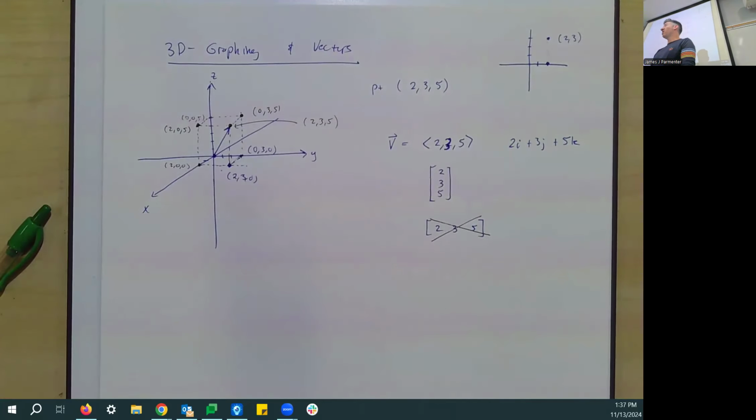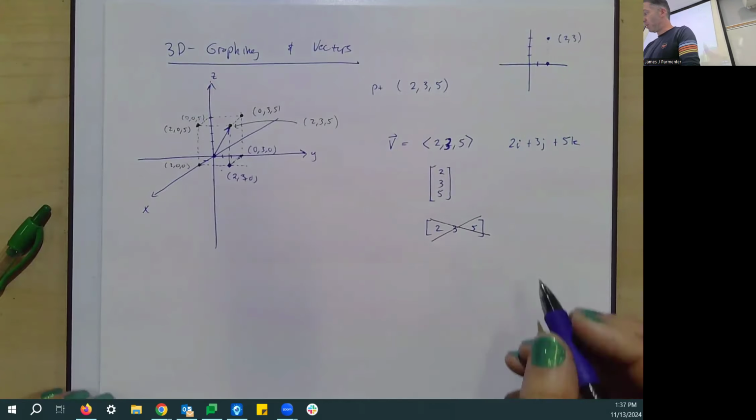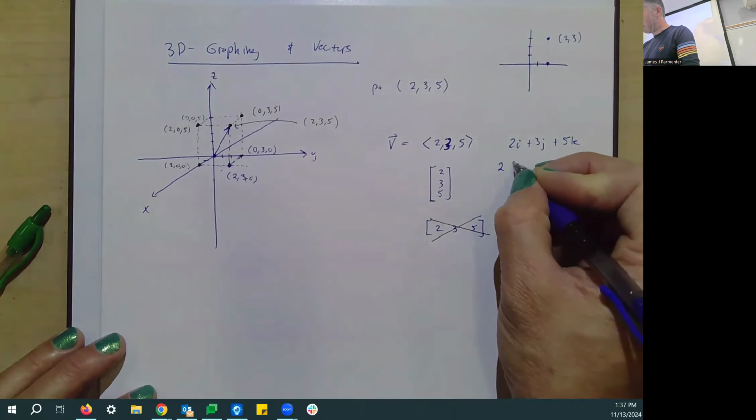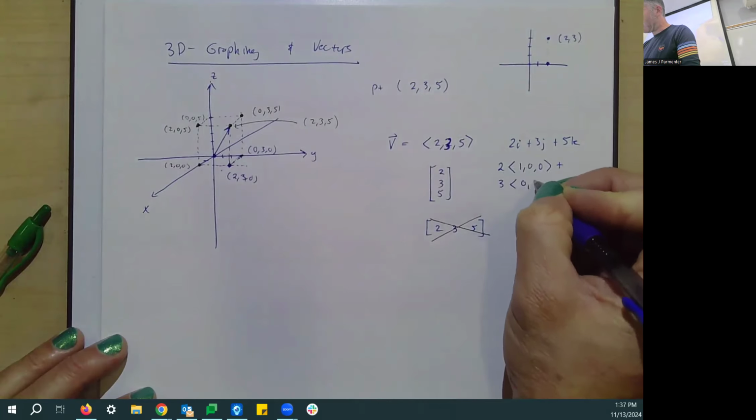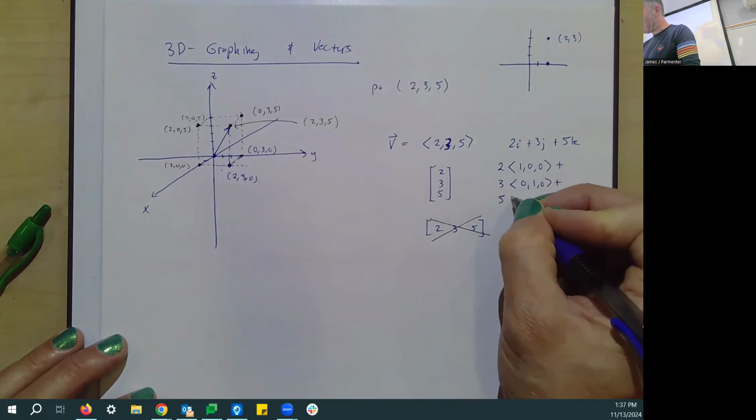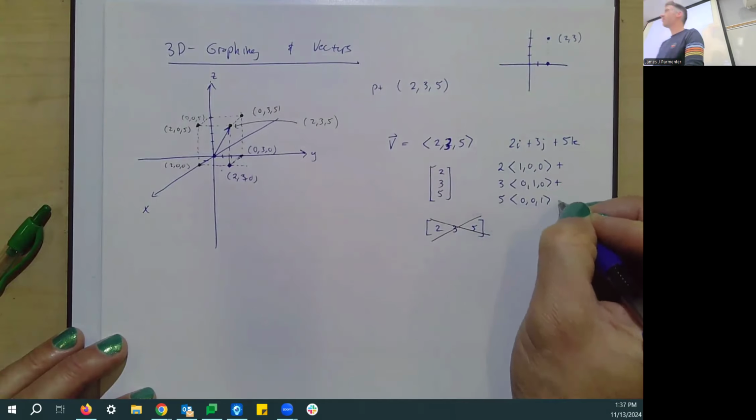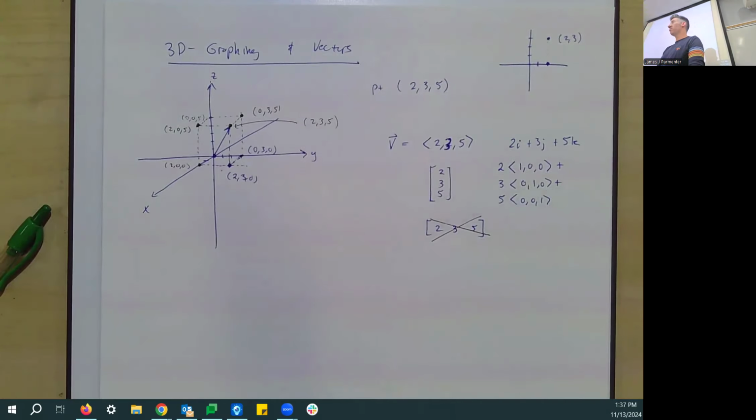Where i, j, and k are just the unit vectors, or vectors of length 1, in each of the x, y, and z directions. So what this really means is 2 times the vector 1, 0, 0 plus 3 times the vector 0, 1, 0 plus 5 times the vector 0, 0, 1. That's what the IJK notation means. It's just another way of writing the same vector. We'll cycle through all of them, they all get used for various reasons. I know we're kind of jumping ahead here, but it seemed like a good opportunity.